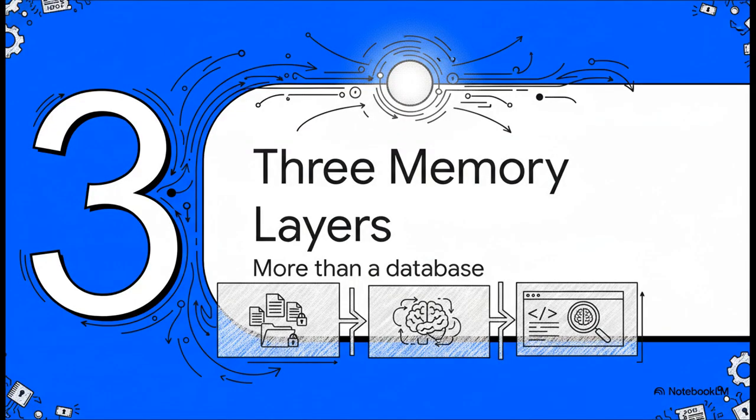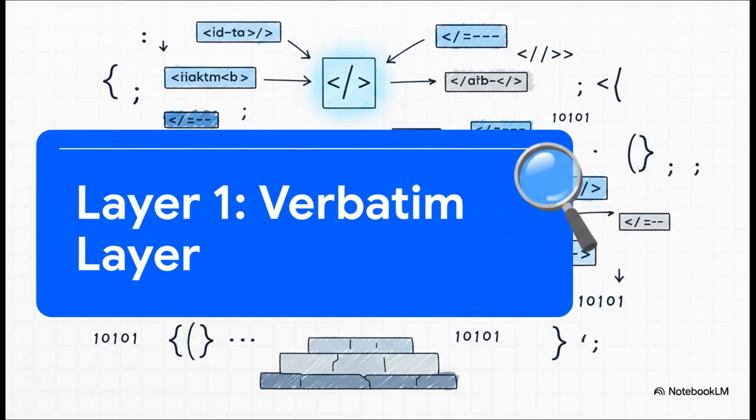Okay, so how in the world does it build such a deep understanding of your code? Well, it's not just storing files, it's actually analyzing them through this really clever three-layered approach to what it calls memory. The foundation, layer 1, is the verbatim layer. Think of this as a perfect line-for-line original copy of your code. It's super efficient too because it deduplicates everything. So if you have the same line of code in 100 different places, it only stores it once. This layer is your absolute source of truth.